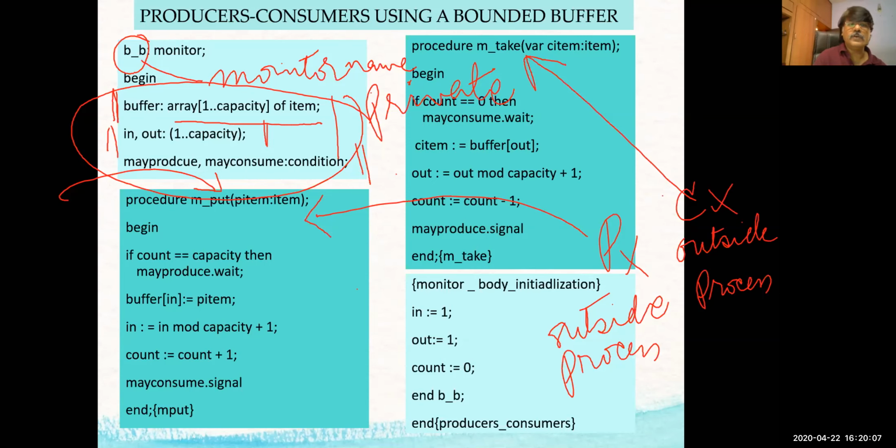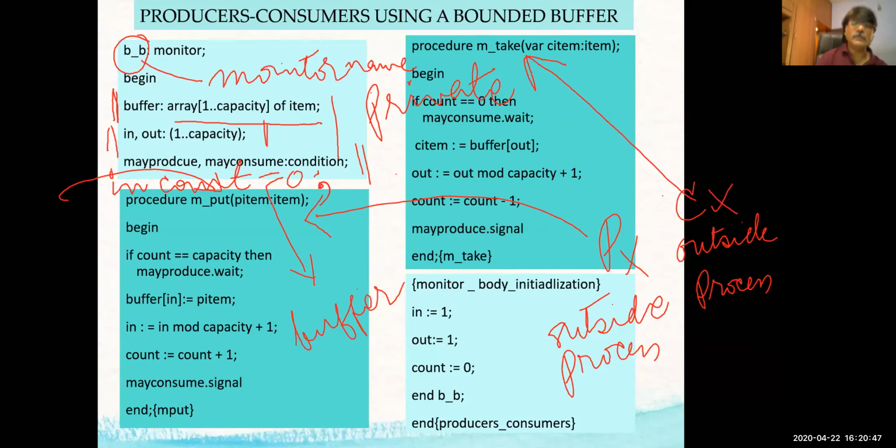Now, one more thing you need to understand is that there is a variable by name count. int count is initialized to 0. This I forgot to include in my program. So count is an integer, and this integer is initialized to 0. What is the purpose of count here? Count equal to 0 means the buffer does not have any information in it. So count equal to 0 means buffer is empty.